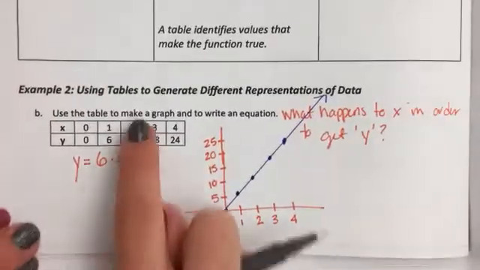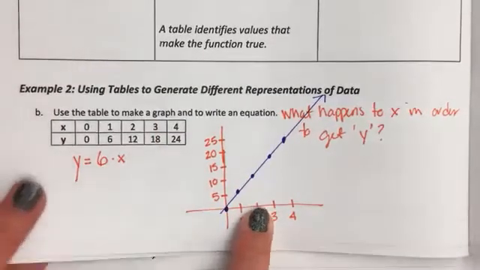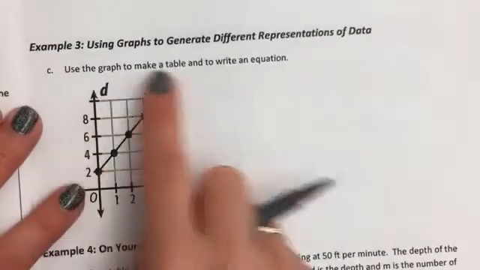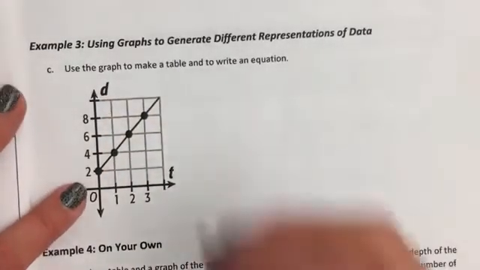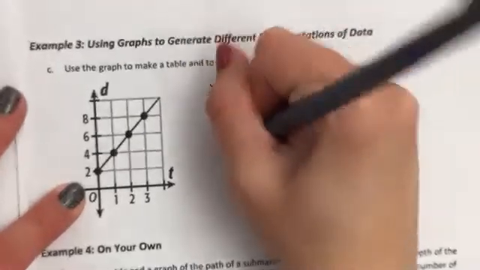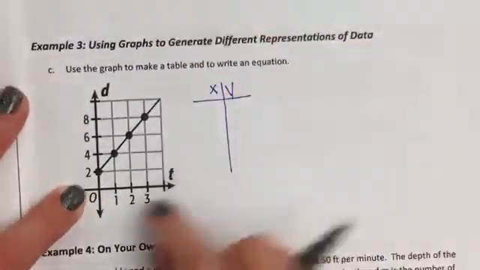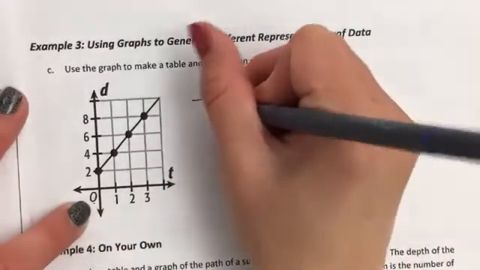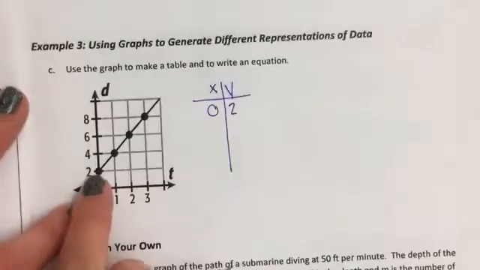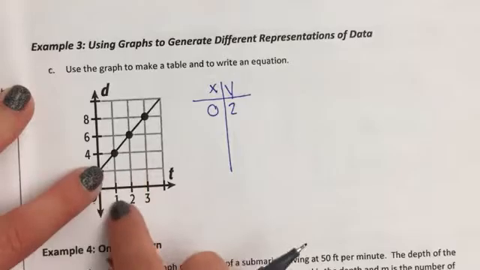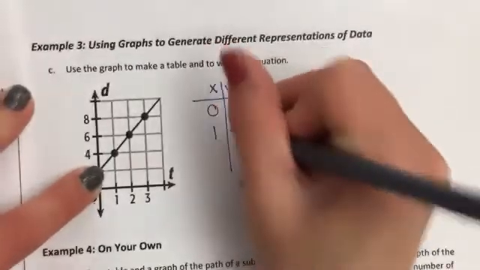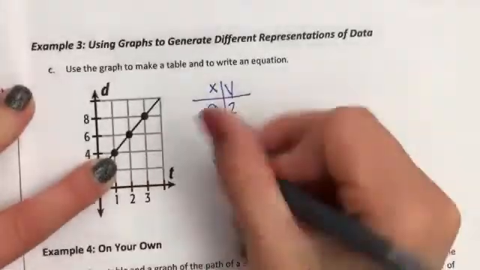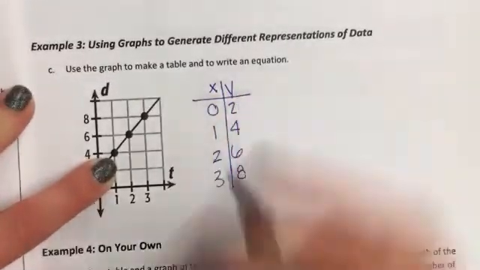So that's how you take a table, get to an equation, and then make a graph. Now it says use a graph to make a table and to write an equation. So again, we have to pick off our ordered pairs to make our table. When x was 0, y was 2. That's the coordinates at this point right here. The next point was 1 and 4. The next point is 2 and 6. And the last point is 3 and 8.